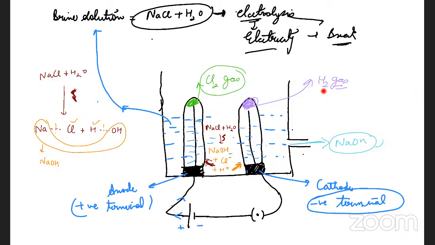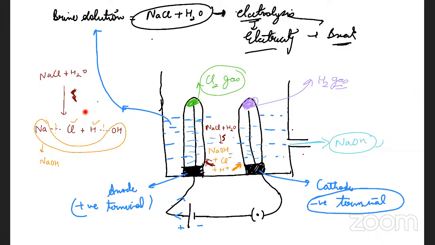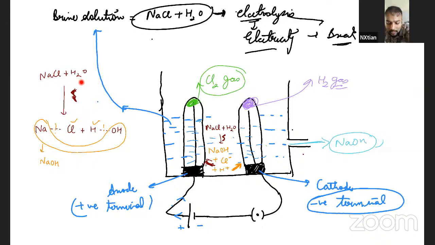Sir, please, can you explain the NaOH thing again? The electricity, this one? Yeah. Okay, see, NaCl and H2O is there, and I pass electricity. Then what happened? The bond between this Na and this Cl will break. In the same way, H2O is there.